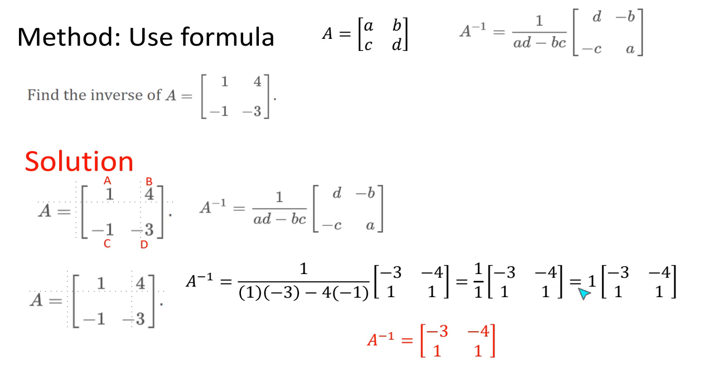And then we get 1 over 1, which is 1. And so 1 times each of these elements in here is going to be themselves. So our final answer is the inverse is -3, -4, 1, and 1. If you had a number here like 4, then you would have to multiply 4 times -3, 4 times -4, 4 times 1, and 4 times 1. But since it's a 1, then it's just going to be itself.